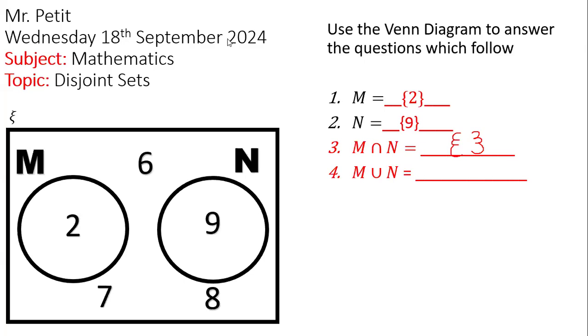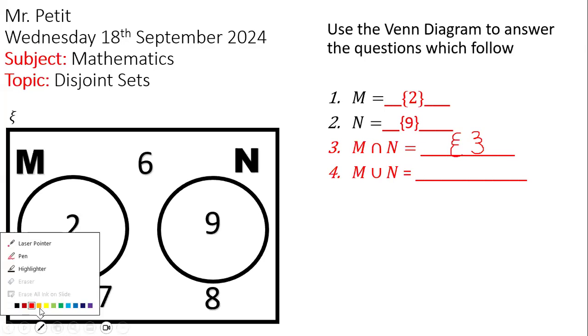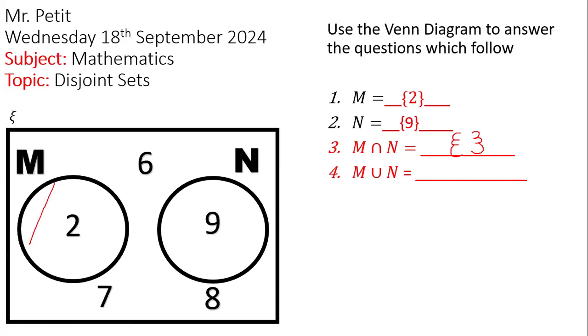{2, 9}. All right. Remember, union means the combination of the two. So that means that we have everything that is inside M, and everything that is inside N combined. Are we allowed any repeats? No, sir. No repeats.